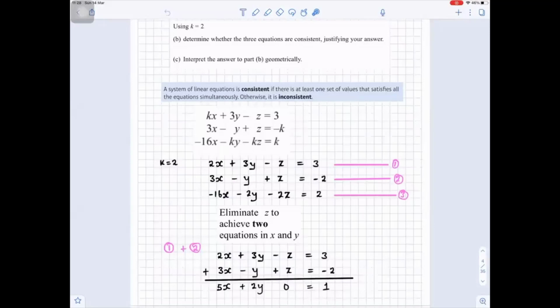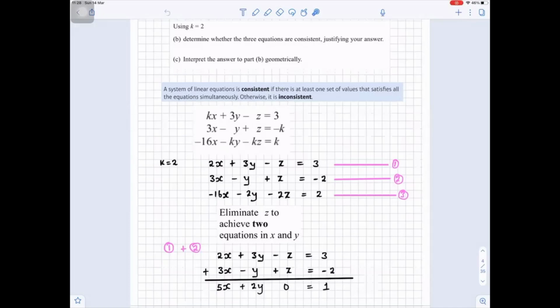So using k equals 2, determine whether the three equations are consistent and justify your answer. A system of linear equations is consistent if there is at least one set of values that satisfy all the equations simultaneously. Otherwise, it is inconsistent. So consistent if there will be a set of values that will satisfy all of them.